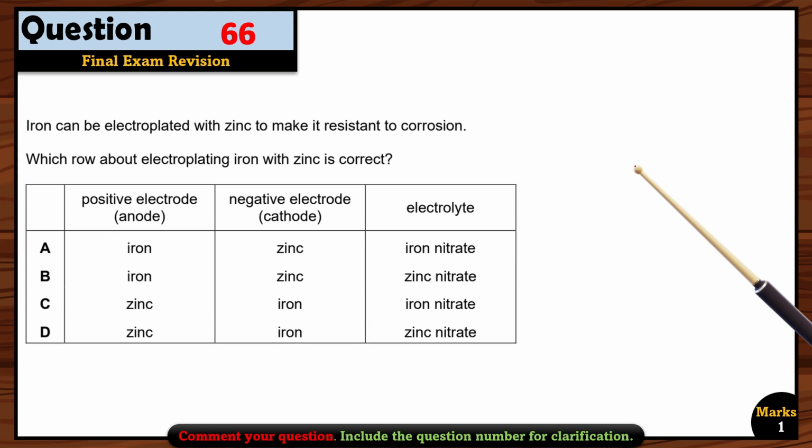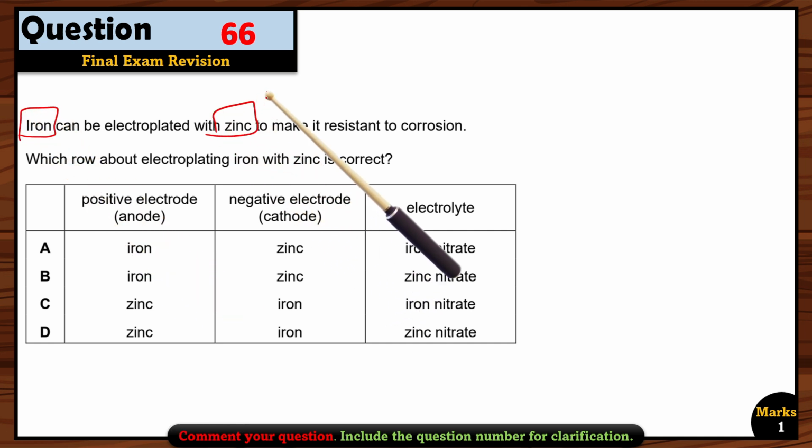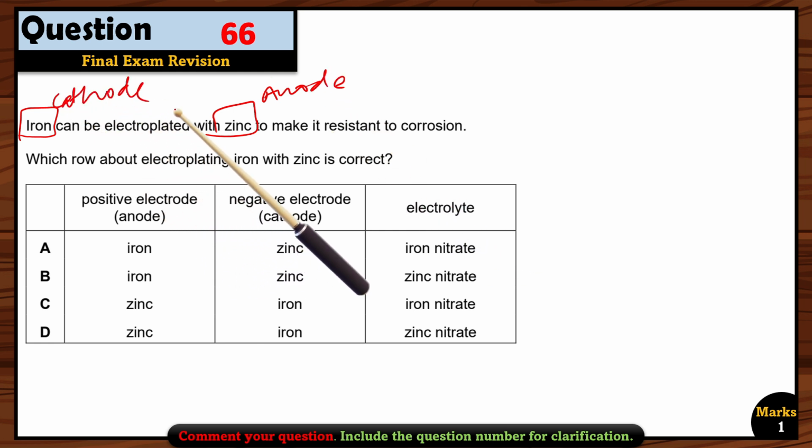Question 66. Iron can be electroplated with zinc to make it resistant to corrosion. So you want to electroplate iron with what? Zinc. So zinc should be at the anode, right? And iron should be at the cathode. So which row about the electroplating iron with the zinc is right?